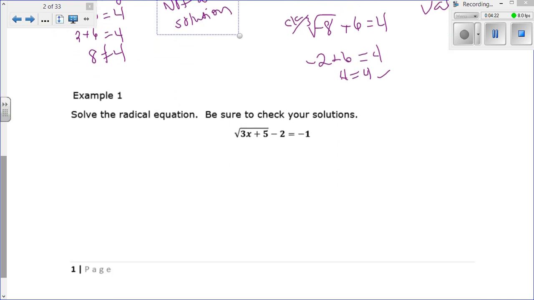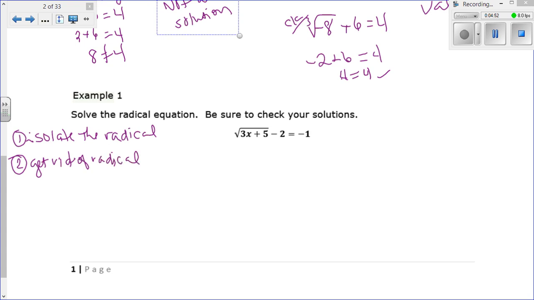So for example 1, solve a radical equation. Be sure to check the solutions. Well, first thing we need to do is isolate the radical, and then get rid of the radical. If it's a square root, you square it. If it's a cube root, you cube it. And then the last step is to check. Your favorite thing to do.